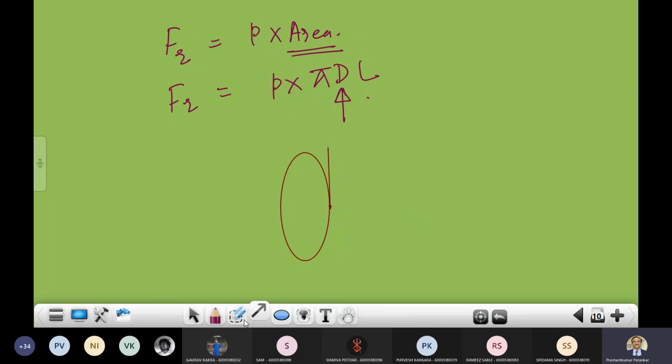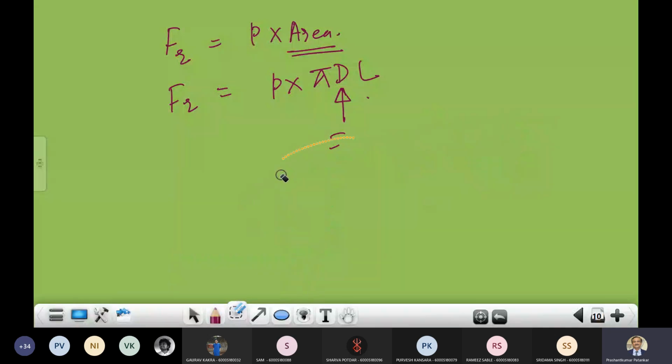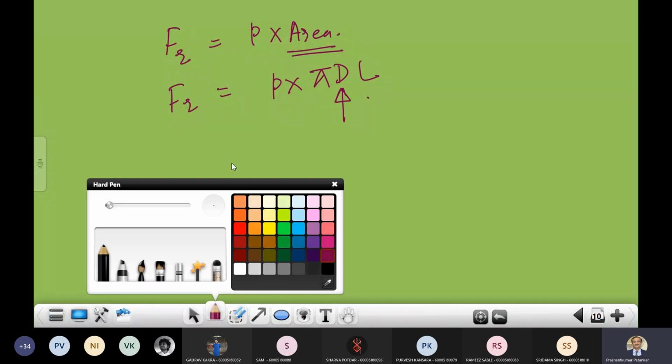So in this particular case, your torque is equal to Fr times your capital D by 2. Am I right? Yes or no? And in that particular case, I have to calculate the frictional torque. So if I have to calculate that frictional torque, how much will that value come out?